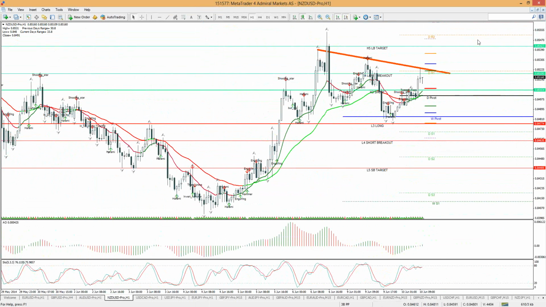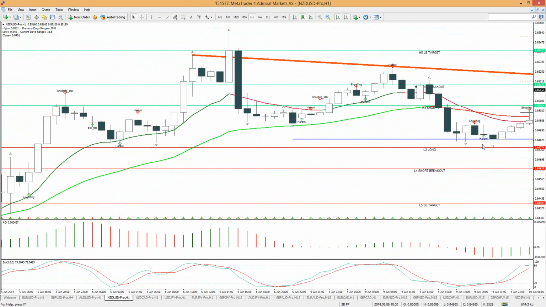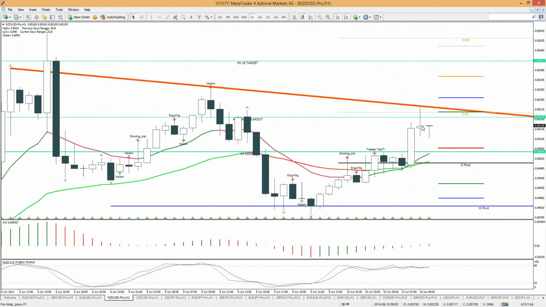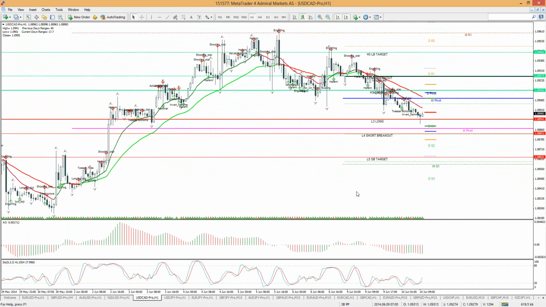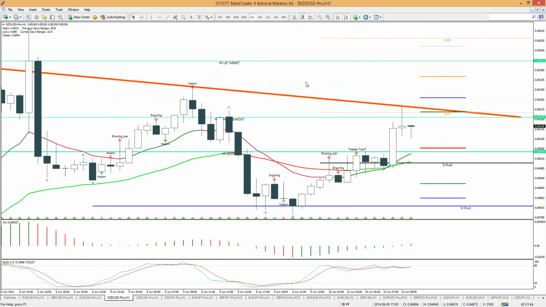Same as the AUD USD. It looks bullishly aligned, but price is making a retracement. It made a shooting star here too. So will price make that retracement and bounce off the daily pivot point? That could be an interesting long, just like the AUD USD, I would say. Anything else to discuss?